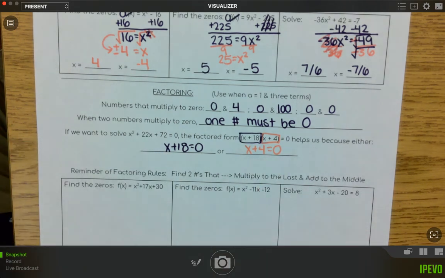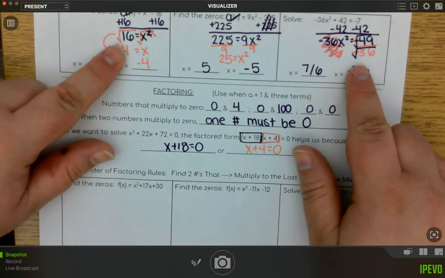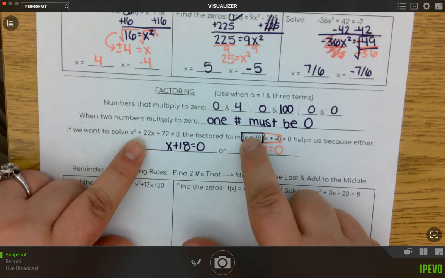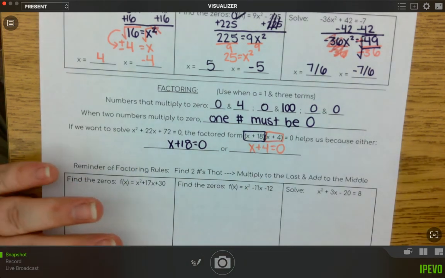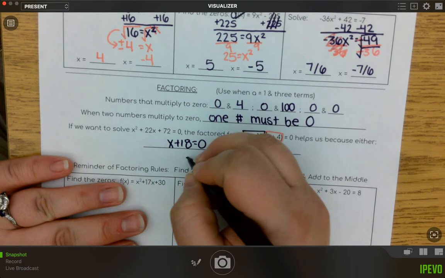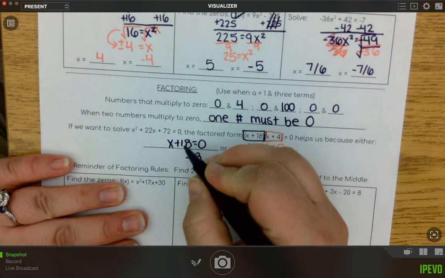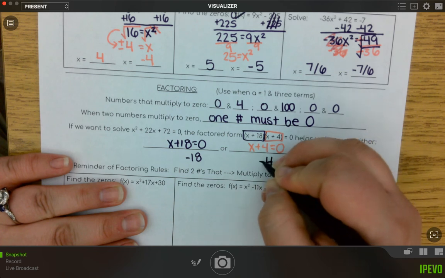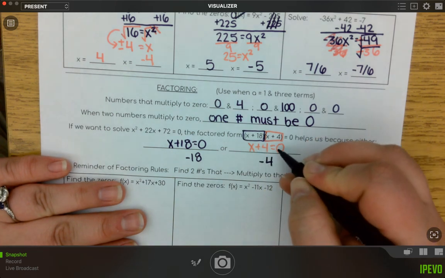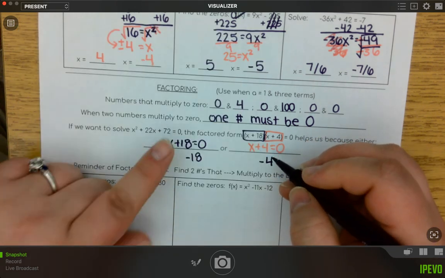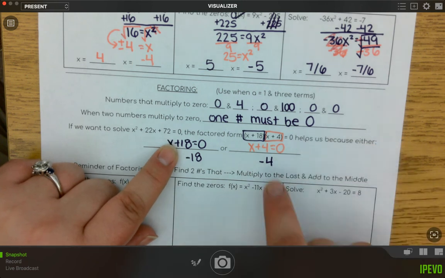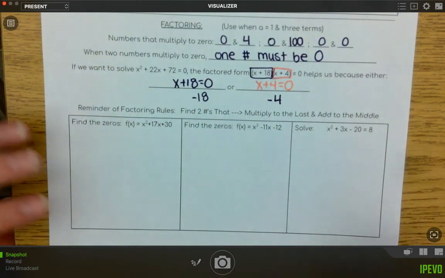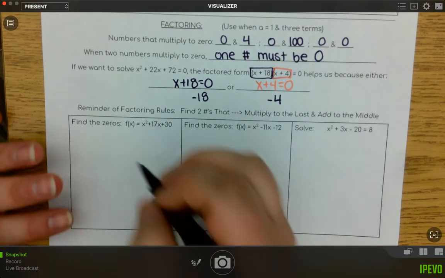So the other way of getting rid of the squared besides square rooting is to factor it, because then you only have an x left in each parentheses, which gives you answers of negative 18, because you subtract the 18 to this side, and negative 4, because you subtract the 4 to this side. And negative 18 plus 18 is 0, negative 4 plus 4 is 0. So you just have to factor the right side.